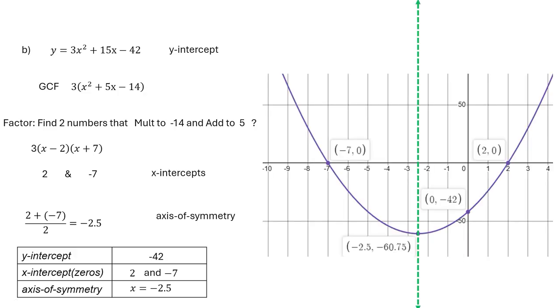As you can see with our graph, our y-intercept is right here at -42. Our x-intercepts are -7 and 2. And our axis of symmetry is right here along the line x equals -2.5.